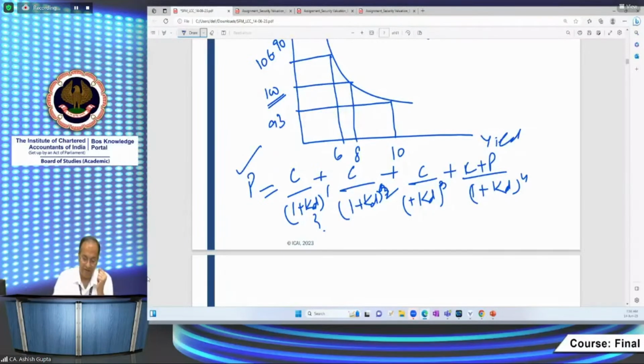Now here what is happening: this is our YTM, because we used to calculate it by trial and error method. Here we are provided with YTM and what is required is P. So this is a kind of capital budgeting, similar to a capital budgeting exercise.